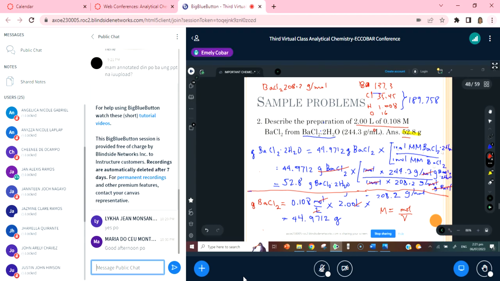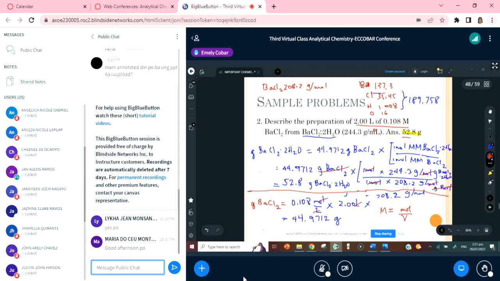So, therefore, okay, 1 mole times molar mass of barium chloride dihydrate divided by 1 mole times molar mass of barium chloride. Okay? Ito, substituting now the molar masses. Barium chloride dihydrate is 244.3 grams per mole of barium chloride dihydrate. Sa baba, 208 sa barium chloride naman. Ayan. Okay, so kung paano yung chemical factor na ginamit natin kanina.